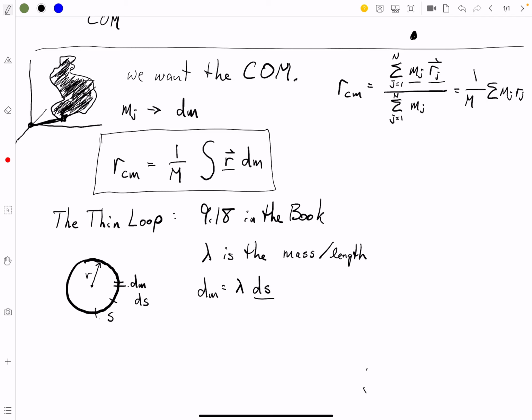Now, lambda is equal to the total mass of the object. So let's call it total mass of our object. And we're going to divide that by 2 pi r. Why? Because that is the distance all the way around the circle.